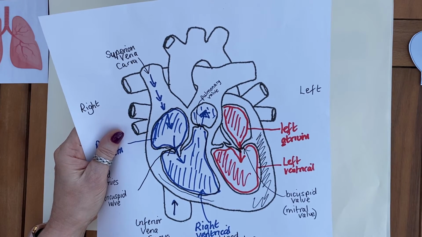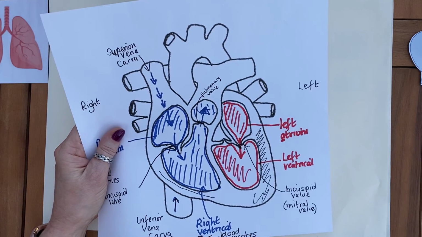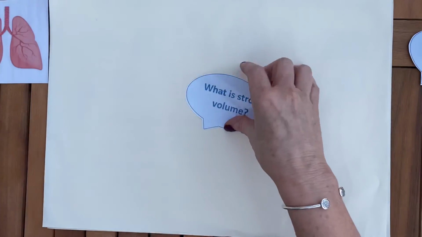Okay, that explains the stroke volume, I think. Now, one other thing. How does this all work?